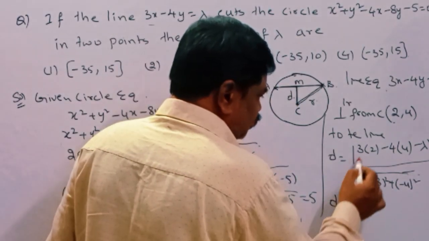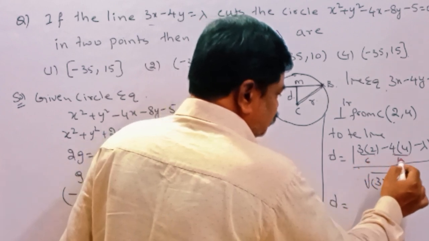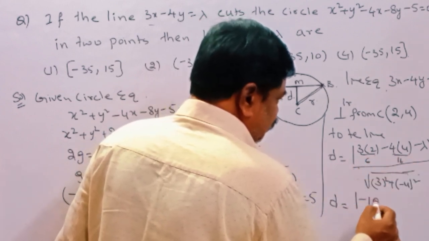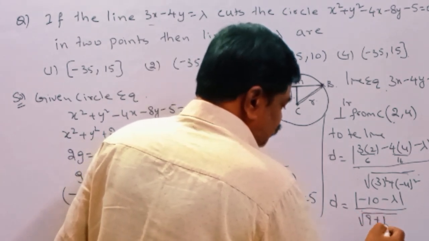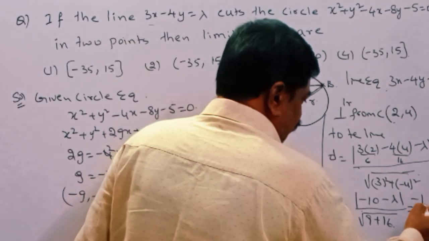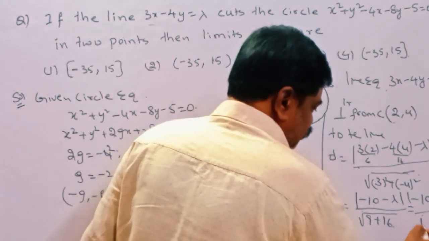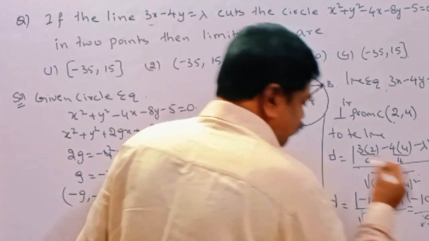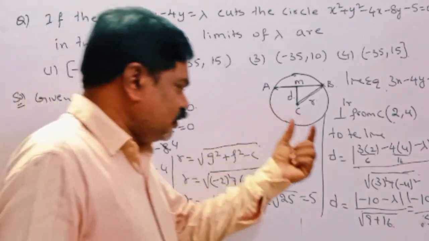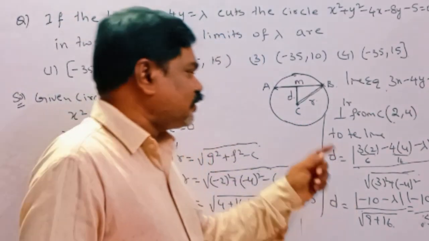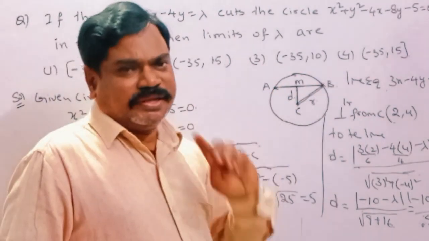D is equal to what? 3 into 2 is 6, minus 16. What is 6 minus 16? Minus 10 minus lambda by root over 9 plus 16, modulus of minus 10 minus lambda by root 25. Root 25 value is what? 5. Okay, all of you. This is the radius of the circle. This is the perpendicular distance from center C to the given line equation.